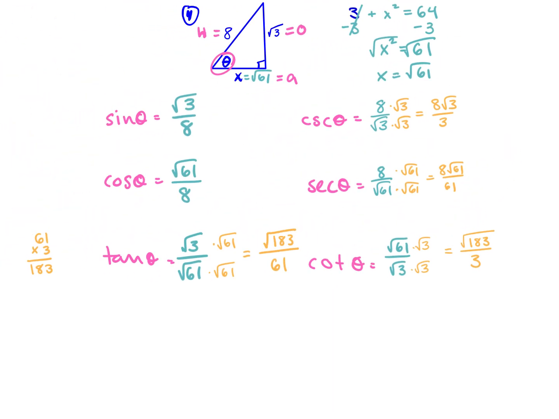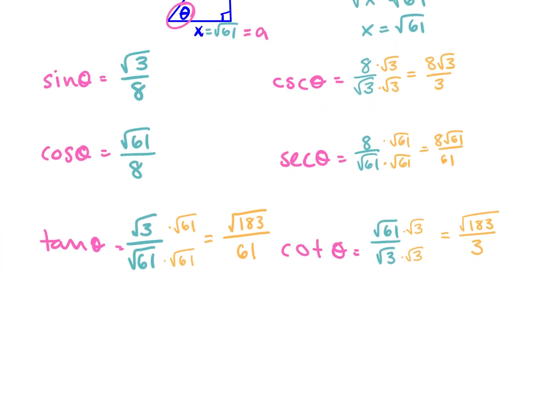So when you looked at the 8, what do you think of the 8 when you flip it? Wait, there's an 8 on that one? No, it's just square root 3 over square root 61. Oh.